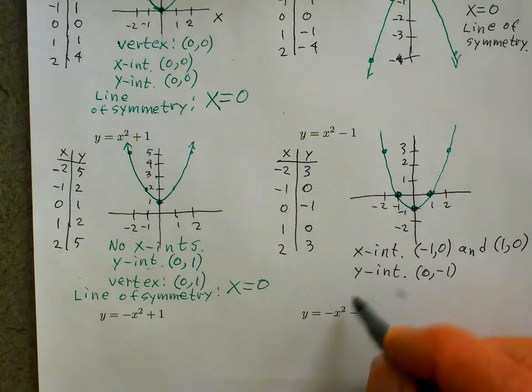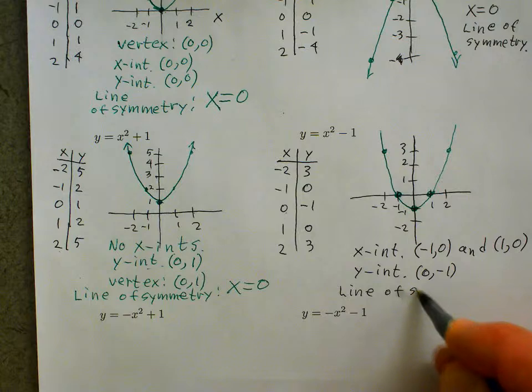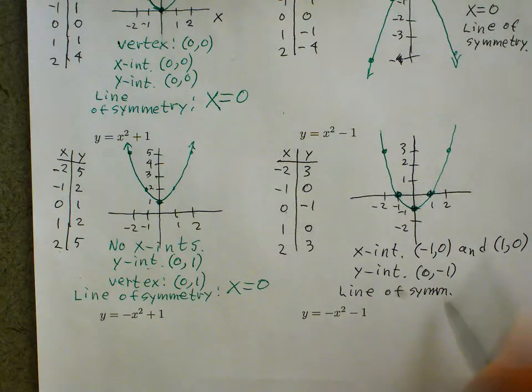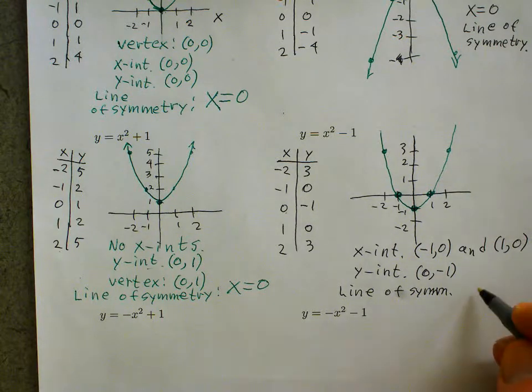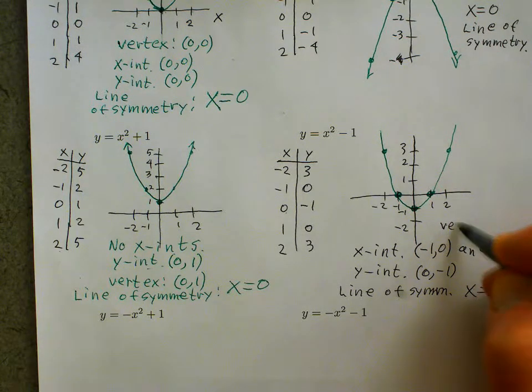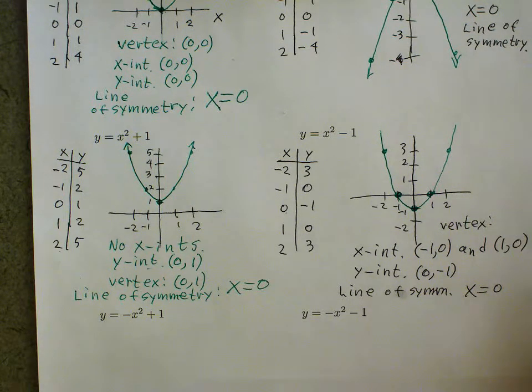And the line of symmetry, I'll abbreviate symmetry. The line of symmetry is the vertical line that passes through the vertex, which is x equals 0 again. The vertex is 0, -1.